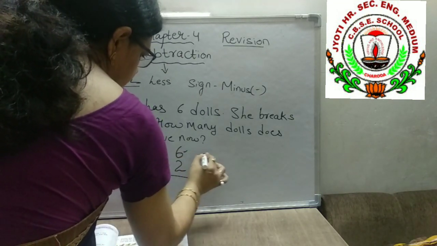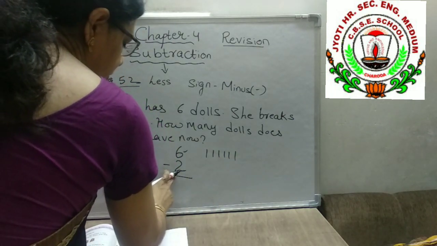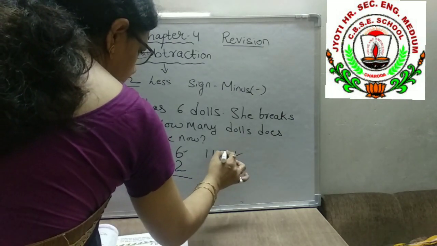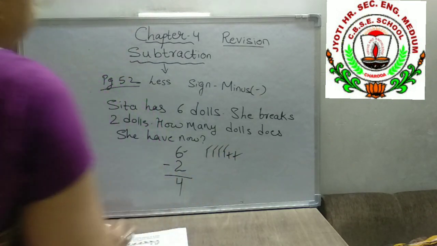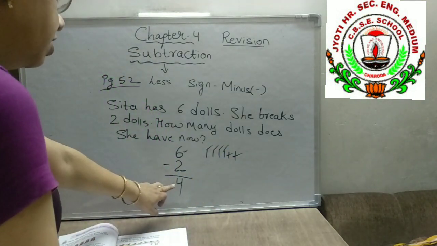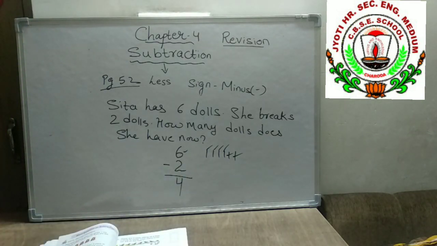I will draw first 6 lines. 1, 2, 3, 4, 5, 6. How many did she break? 2. So we will cut down 2. So how much is remaining? 1, 2, 3, 4. So we will write 4 here. So how many dolls does Sita have now? 4. I hope, students, you have understood what I have told you today and in the previous classes in the revision of the chapter on subtraction. Students, please practice these sums at home. Thank you for today.